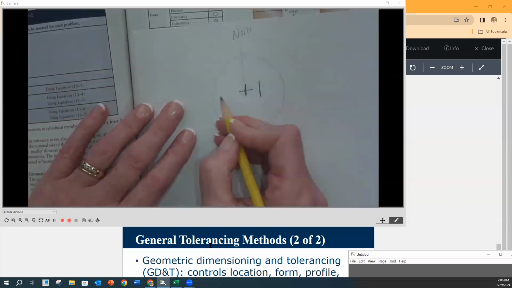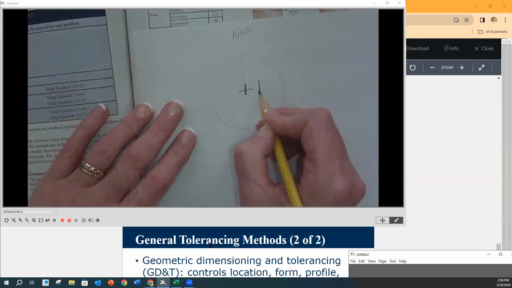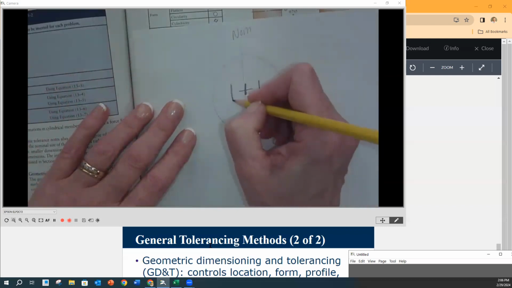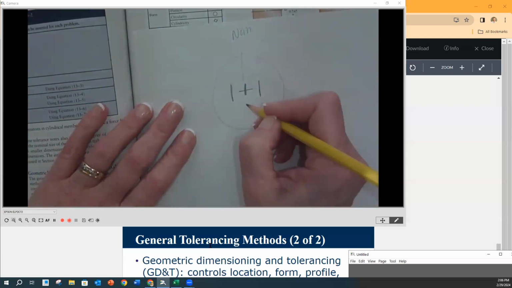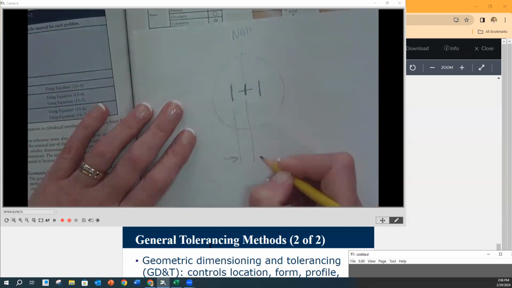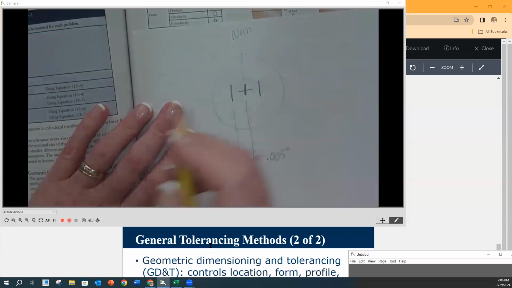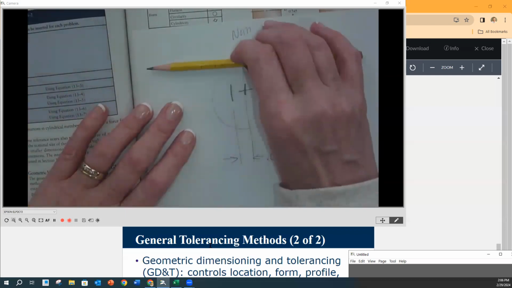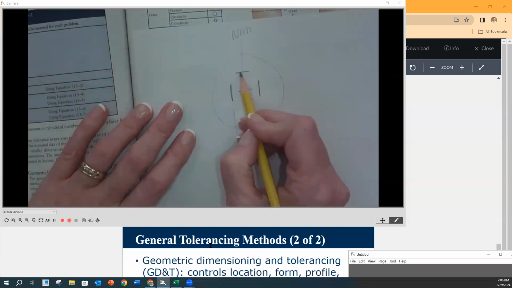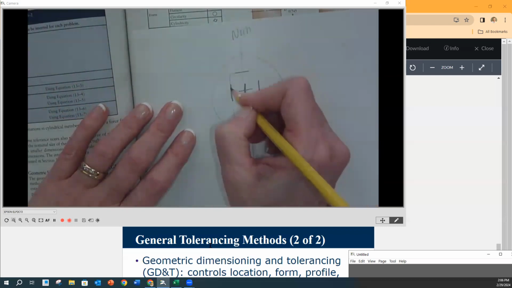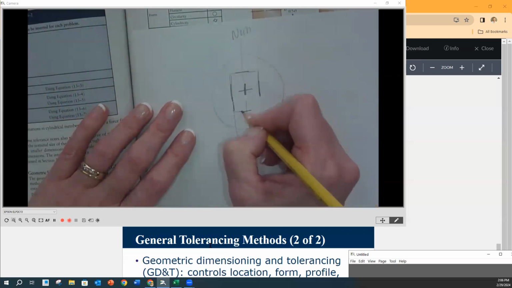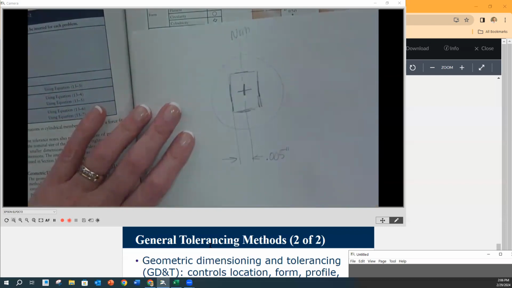So in the X direction here, I can overshoot it this much. I can be shy this much, okay? So this is my plus or minus. Let's say that this plus or minus is 5/1000 of an inch, both sides. And then I can do the same vertically as well. I can have a plus and a minus. So I end up with a rectangular coordinate dimension, okay?